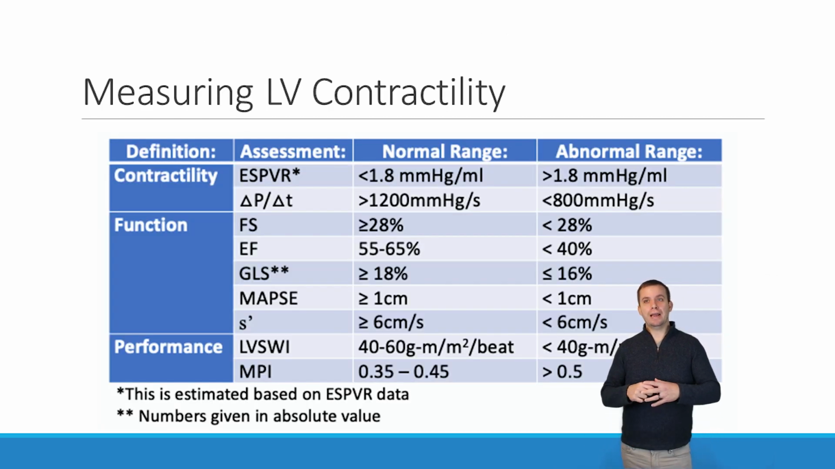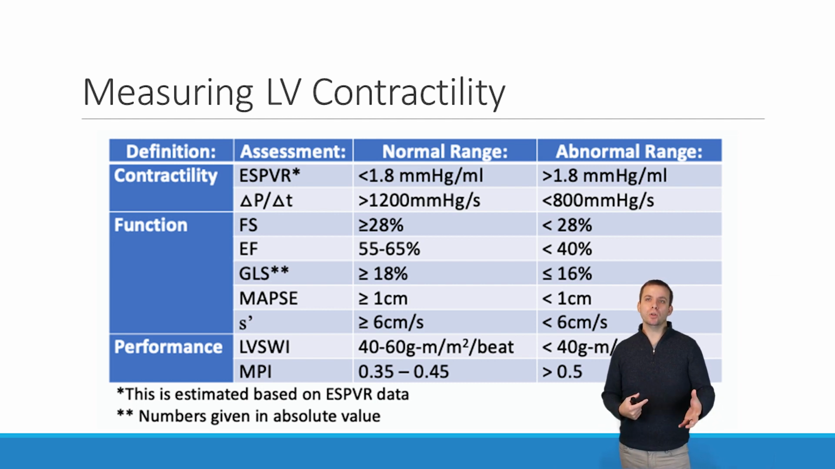So here's how all those things fit together. If you want to look at contractility, you can look at your ESPVR. Normal is going to be less than 1.8. Abnormal is going to be greater than that. If you look at your change in pressure divided by change in time, greater than 1200, as we talked about, versus less than 800, it's going to be abnormal. Fractional shortening is less than EF. Fractional shortening, normal is greater than 28%. Abnormal is less than 28%. And then your EF, as you know before, 55 to 65% versus less than 40 being abnormal.